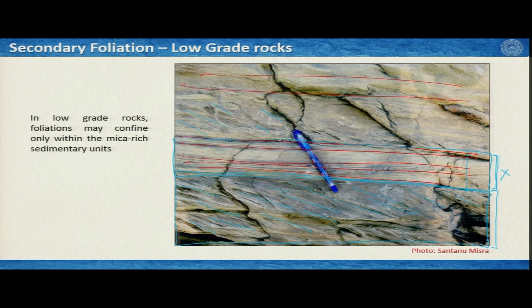So, a foliation not necessarily has to be present in all the sedimentary layers or all along all the primary layers. You may have it restricted only within a layer where you have concentration of foliation defining minerals.